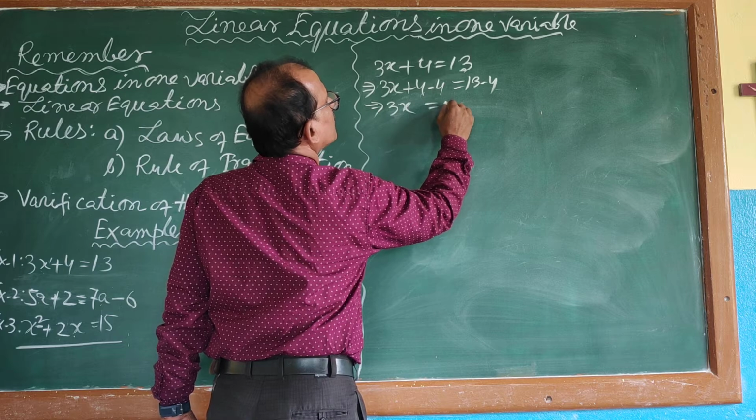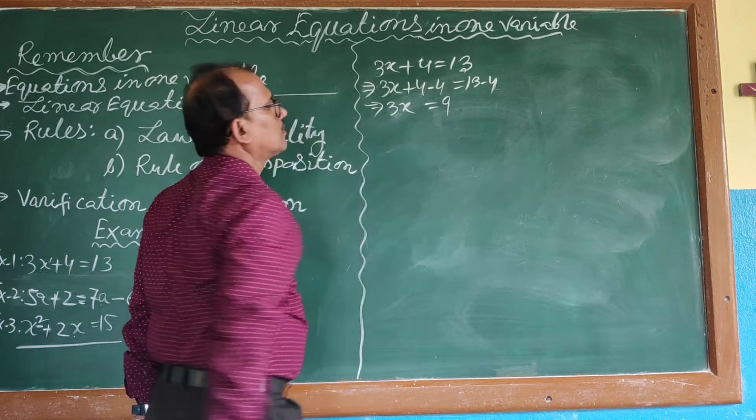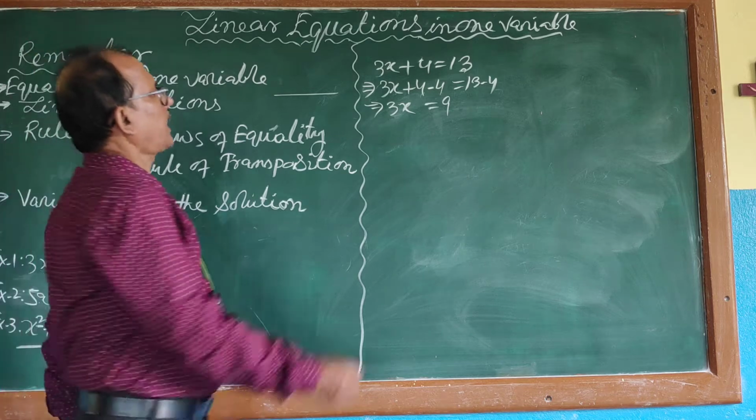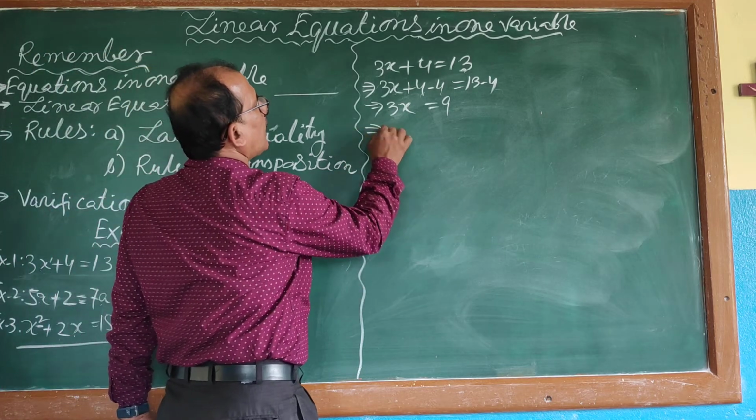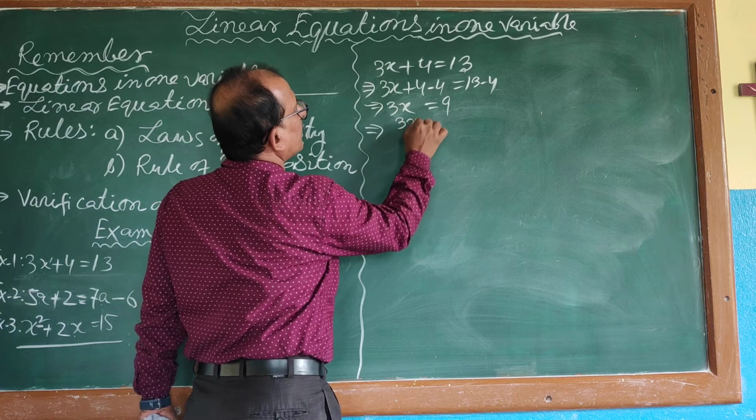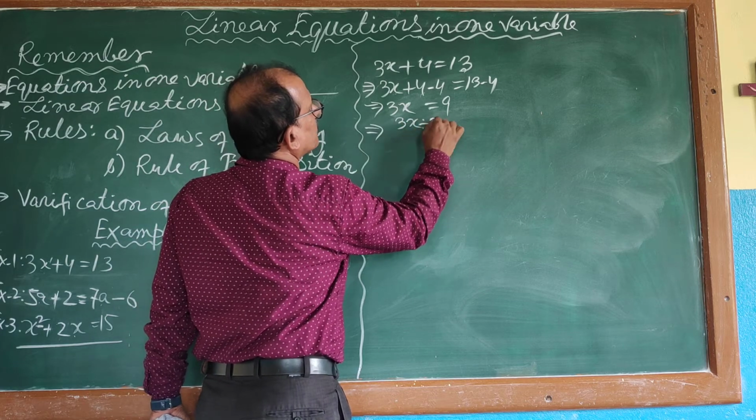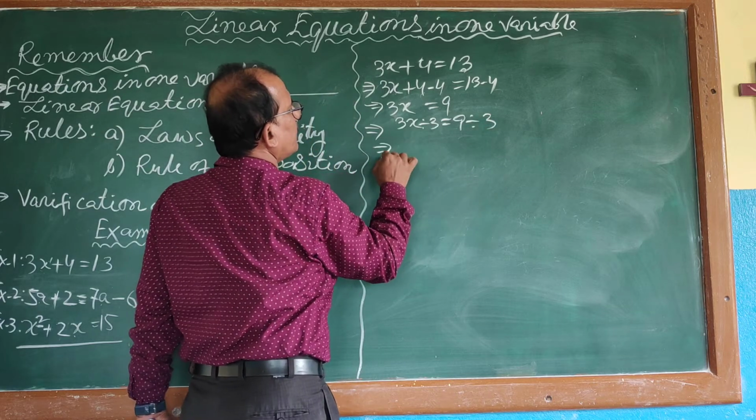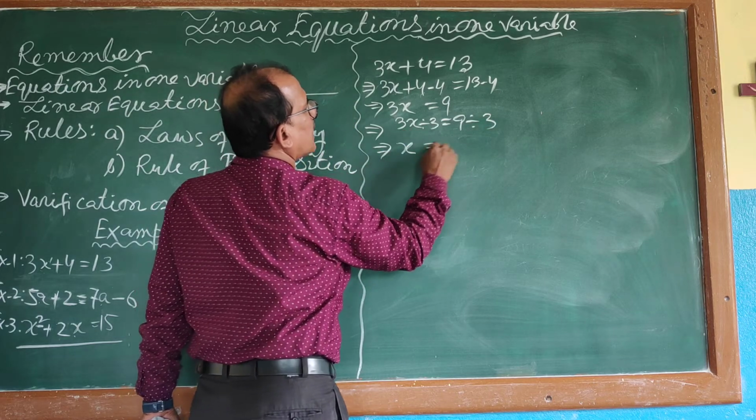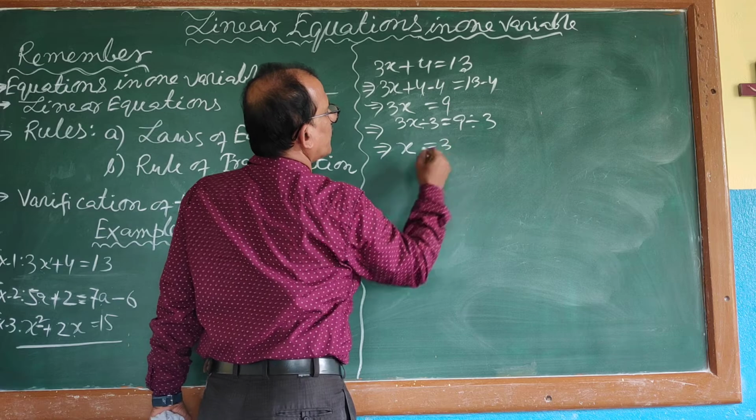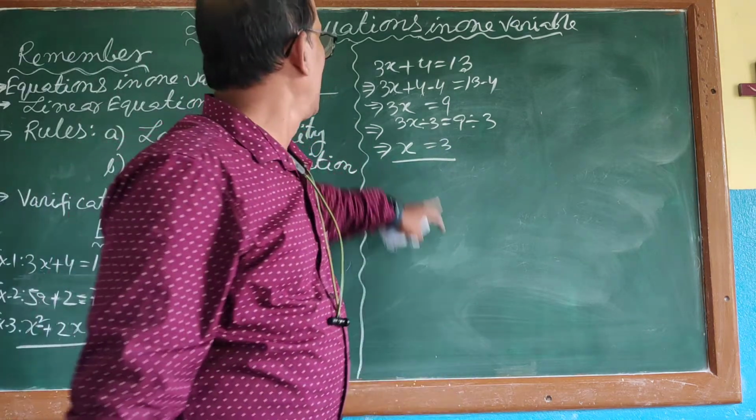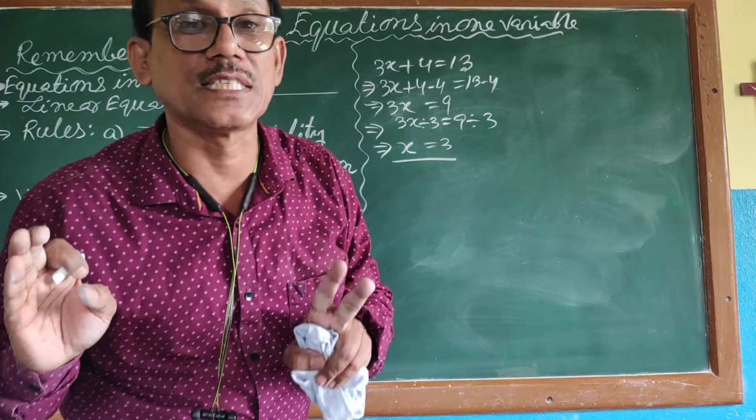And how much will it be? 9, no? Isn't it? So 9. Now again, what will I do? I will divide this one by 3. This side also I have to divide by 3. If I divide by 3, only x remains and the result will come 3. So you have found out the value of the variable. Here the value of x is 3.